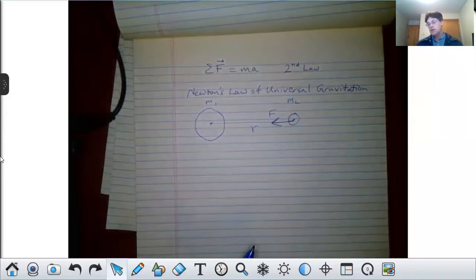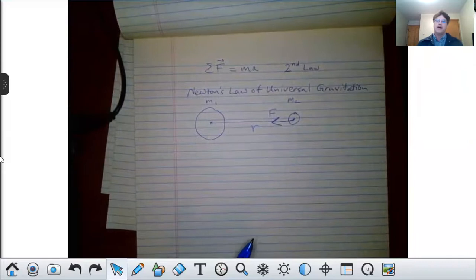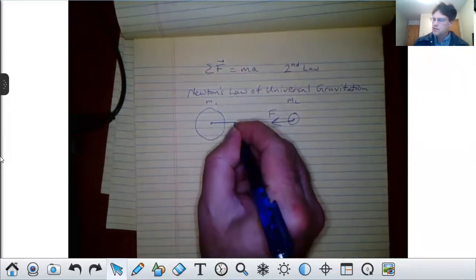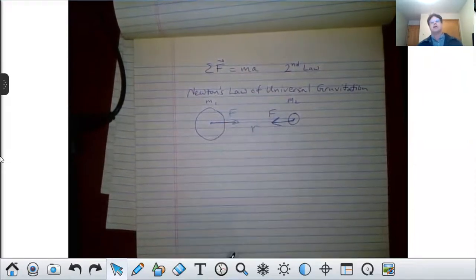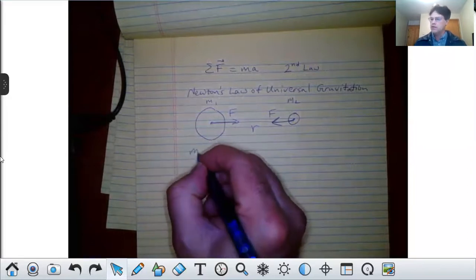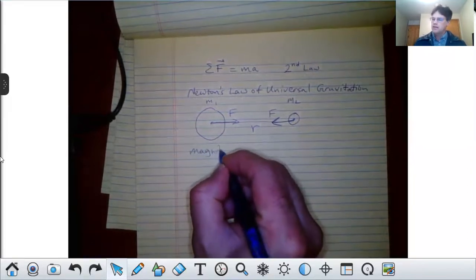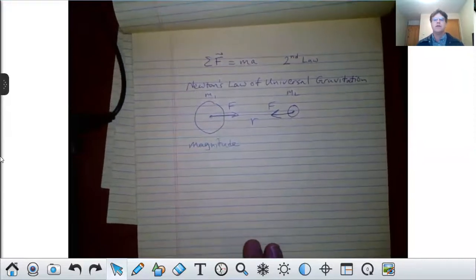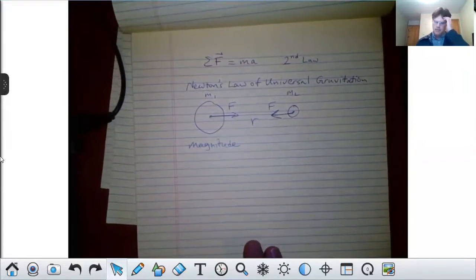Now, according to Newton's third law, if I'm pulling that way on M2, M2 has to pull back in the opposite direction, but with the same force, right? So that's a consequence of Newton's third law. But we can always tell the direction of the force, just because it's an attractive force. Now, the next thing we want to talk about is the magnitude of the force. How do I actually calculate the number of newtons, right?